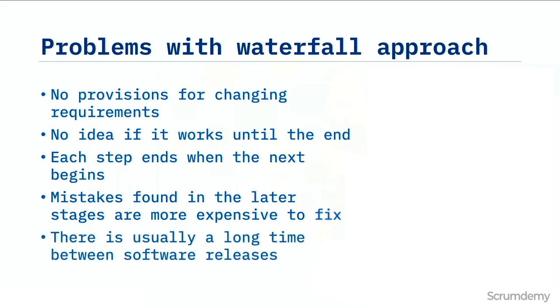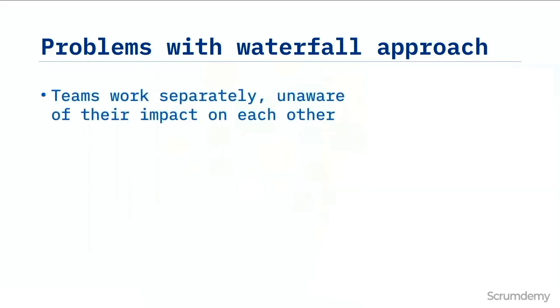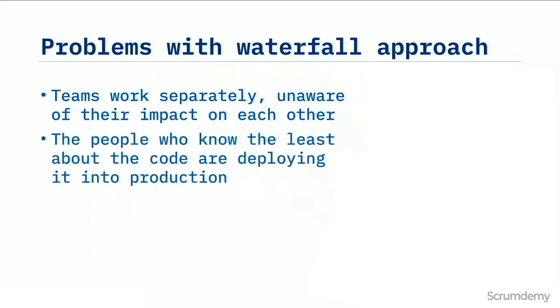And then finally, there are usually long lead times, right, between the time you first want the software, and you design the software and code it and test it, and by the time you finally deliver it. Long lead times. So the problem here is teams are working separately. They're unaware of their impact to each other, right? The designers are unaware of the impact of the code. The coders are unaware of their impact to integrating all the code together. Everybody's working in their little silos for their little phase.